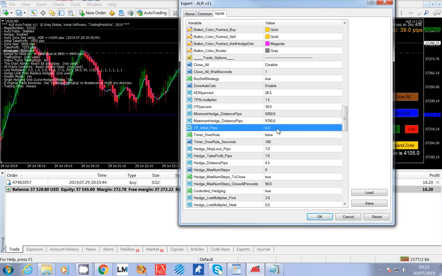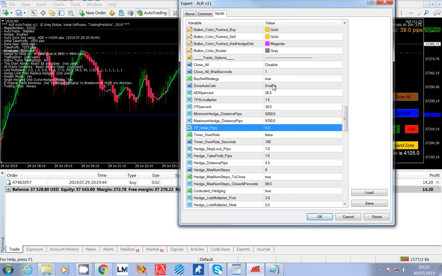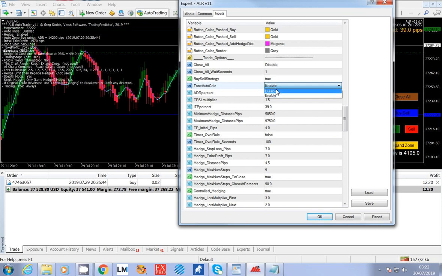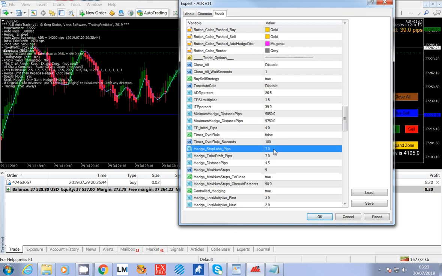The TP initial pips is the same as what this percentage thing was doing. The initial take profit is distance. So if you are not using this auto zone calculation, if you have it disabled, you can disable it so that you can use your own numbers to do what the zone auto calc was doing. So you can set your own take profit, initial take profit move that I described from here to here, and you can use the other settings down here for the zone size and the take profit size.